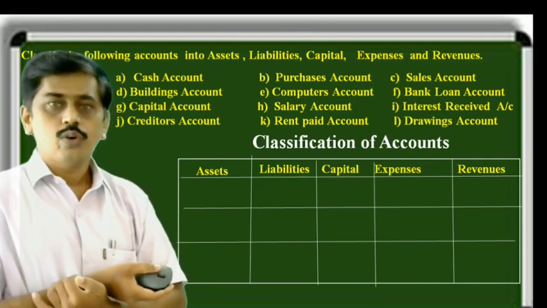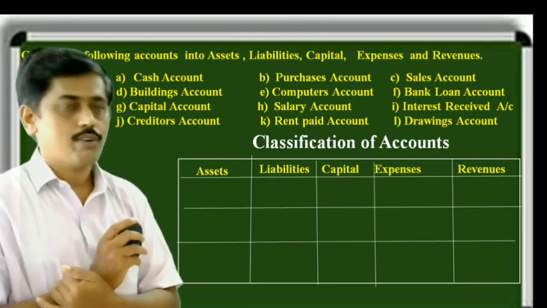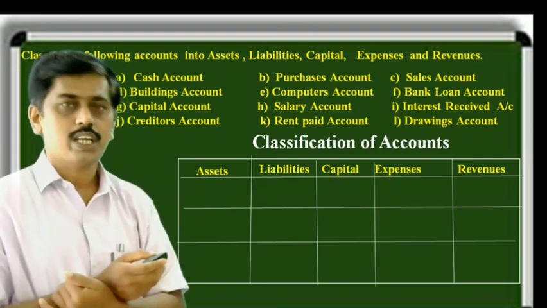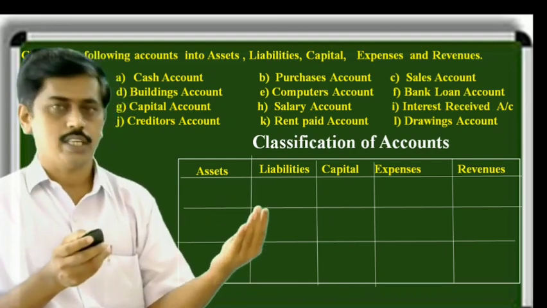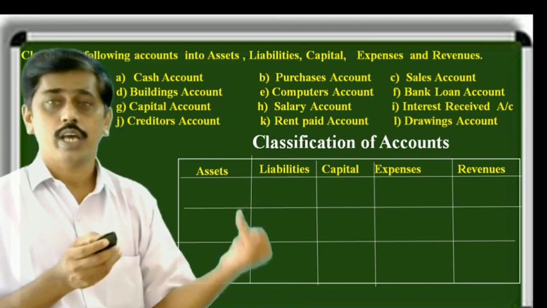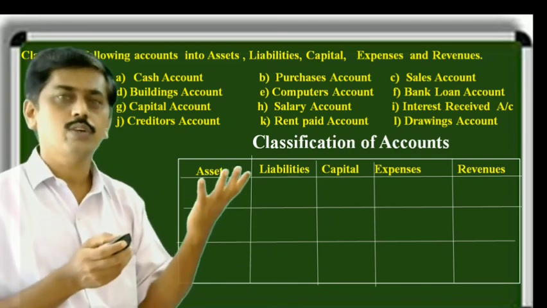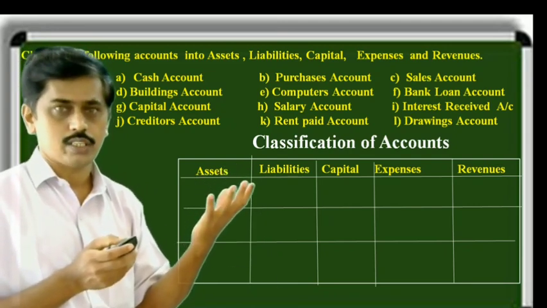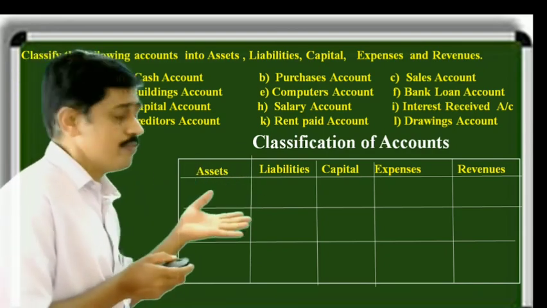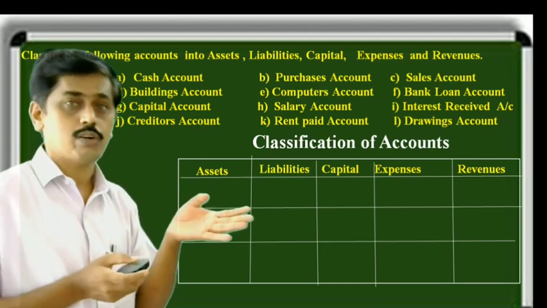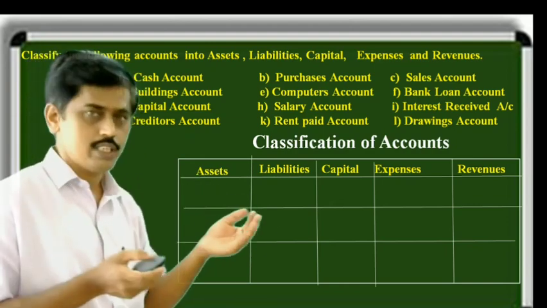Now let's see. What is the first account? First account is cash account. Look at the problem. Cash account. What type of account? You just think over whether it is an asset, liability, capital, expense, revenues. Already you have seen while discussing the meaning of assets. Cash is an example for asset. So cash account is asset account. It's an asset.